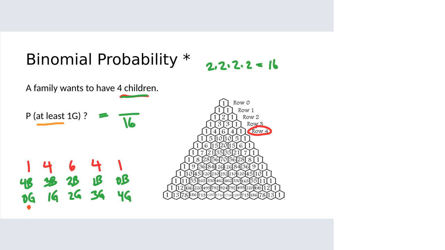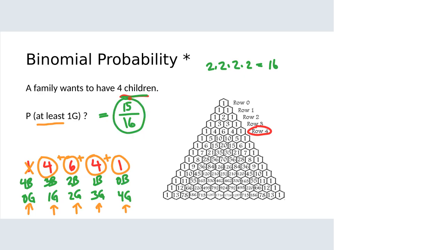Well, let's see, I have no girls here, so no good. One girl, yep. Two girls, well, that's at least one. Three girls, yeah, that's at least one. And four girls, yeah, that's at least one. So all of these are successes. So I'm going to add those together. 4 and 6 is 10, 14, one more makes 15. So the probability of getting at least one girl is 15 out of 16.